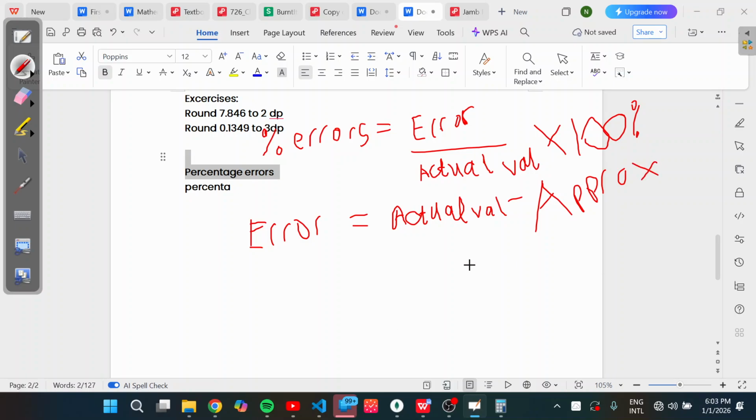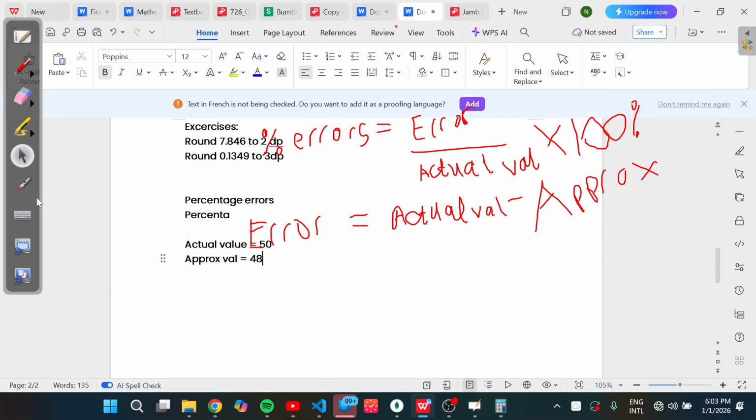Okay, actual value minus approximate value. So let's have some mock values. Let's say the actual value is equal to 50 and the approximate value is equal to, let's say, 48. So that would mean that our error value is going to be 50 minus 48, and that's going to give us 2.